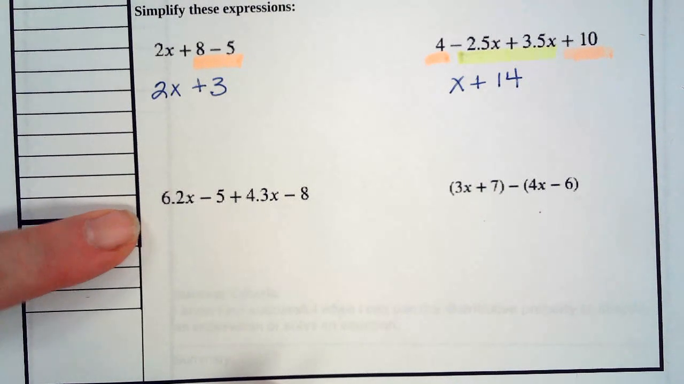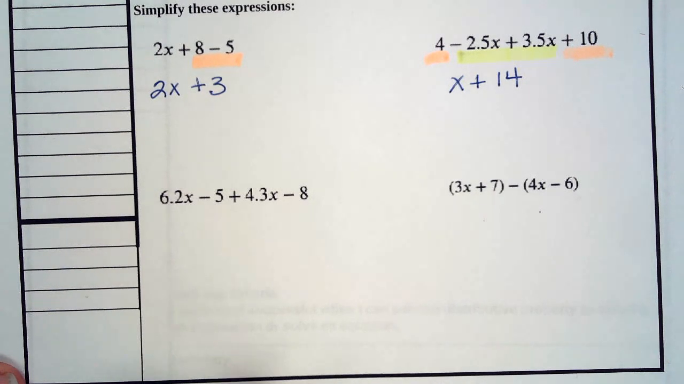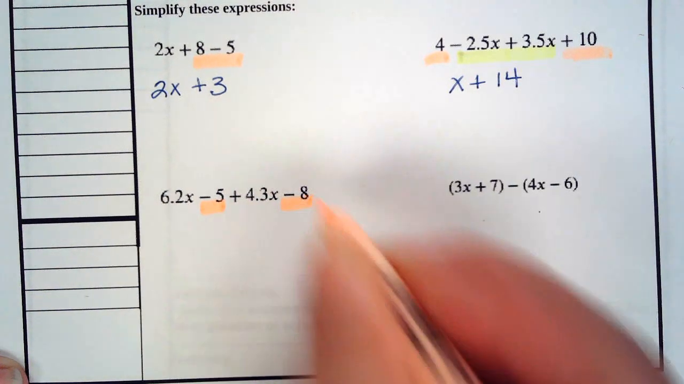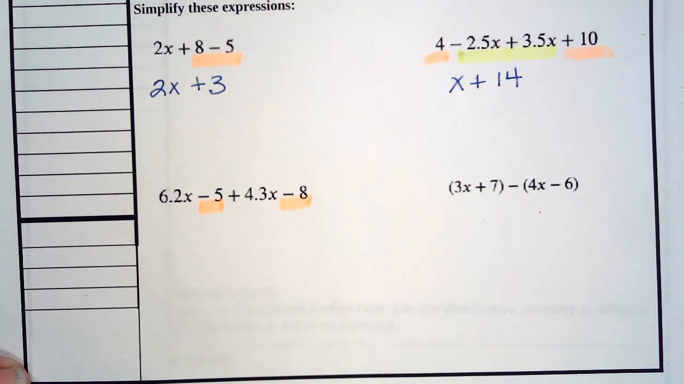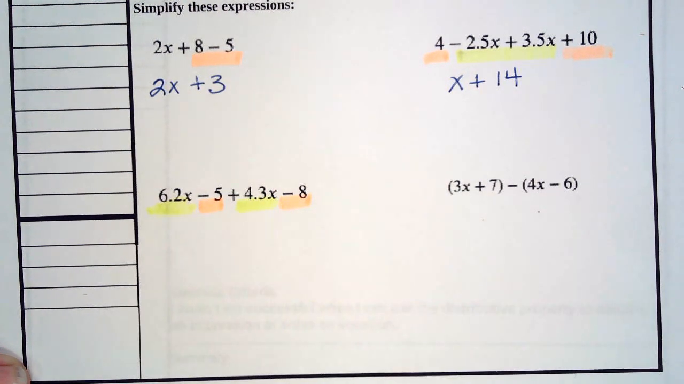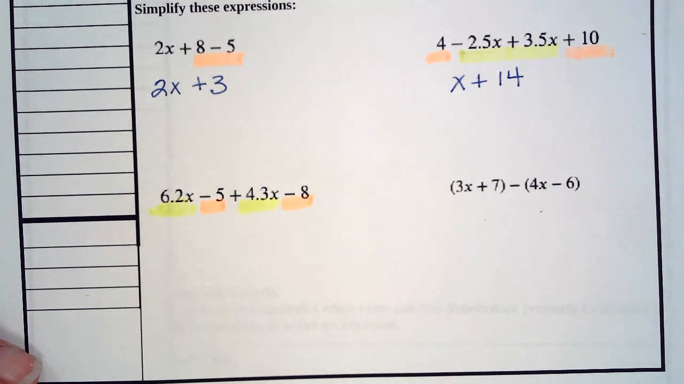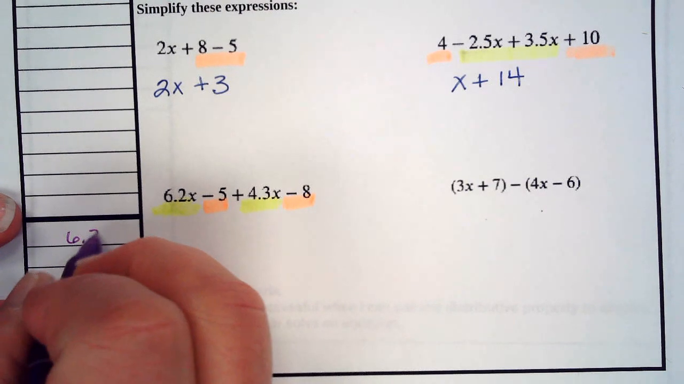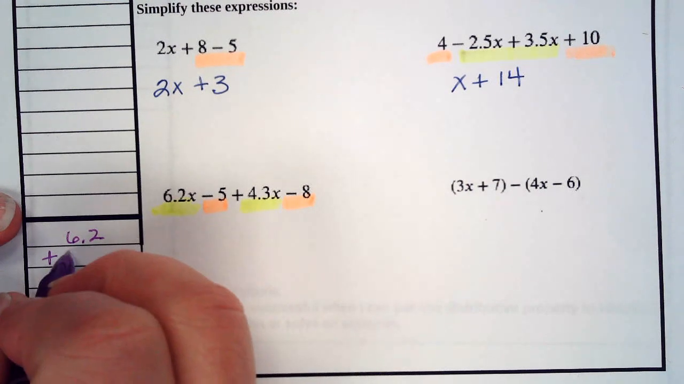Okay, pause the video and see if you can do this one on your own. If you can, then you know that you're understanding the concept. Once again, we've got numbers and we've got variables. This time with the variables, it is all positive. I've got 6.2 plus 4.3.